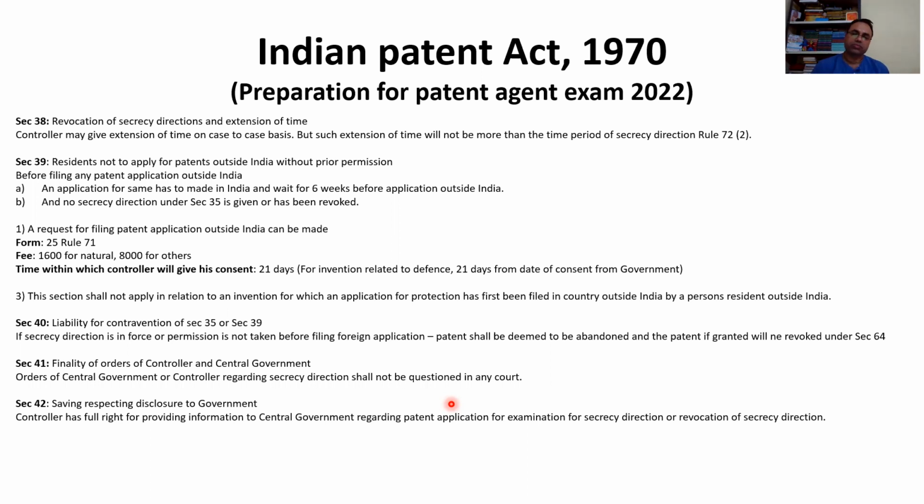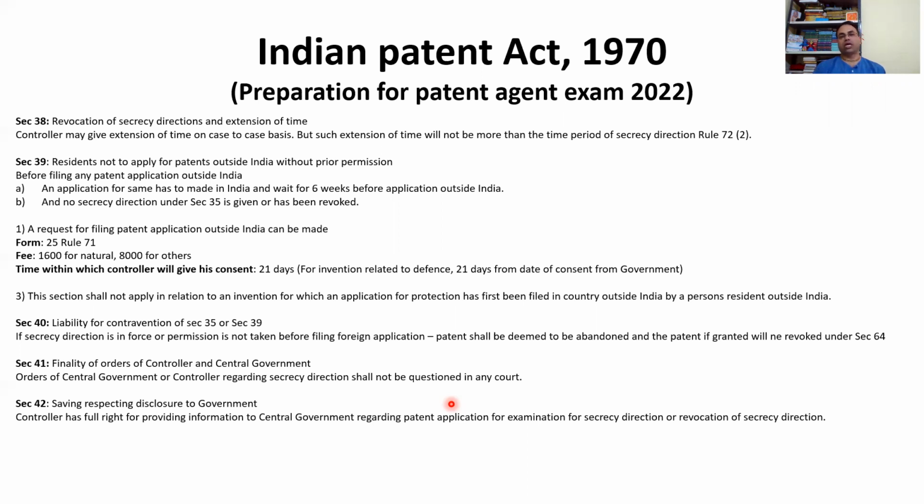So it says that if the secrecy direction is for 1 month and you want to extend some time by 2 months, that will not be considered. So the extended time will not be more than the time period of secrecy direction. So if it's 2 months, then only 2 months. And again, there are some time limits for performing certain acts, as we're discussing always. But you could not perform those because of the secrecy direction, and then you want to extend some time, then the controller may extend time depending on the case, but the time period will not be extended more than the secrecy direction according to Rule 72(2).